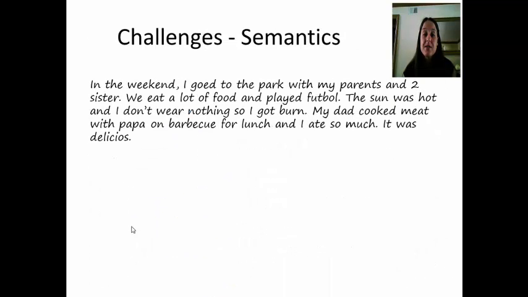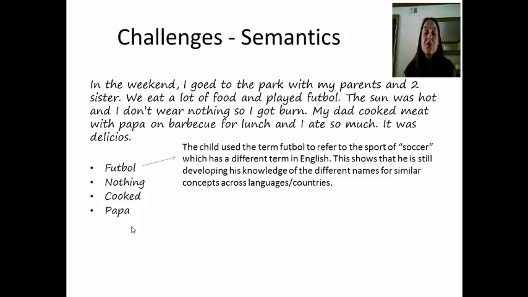So let's look at the challenges of semantics. I have a couple listed here. Football, nothing, cooked, and papa. So football, the child used the term football to refer to the sport of soccer, which has a different term in English. This shows that he is still developing his knowledge of the different names for similar concepts across languages and countries. Okay? So by football, what he meant was soccer. Right? He did not mean football as in the American version that we think about. Football is the term that is used in other countries, Spanish, for example. Also in English-speaking countries like South Africa, football means soccer. Okay.